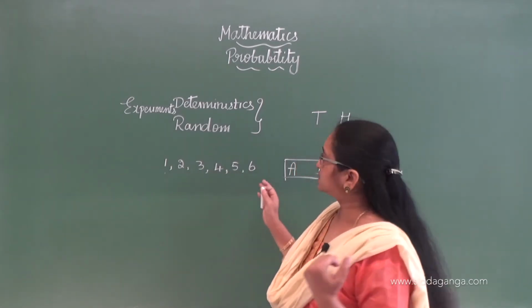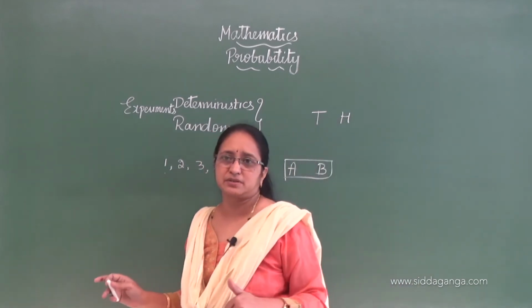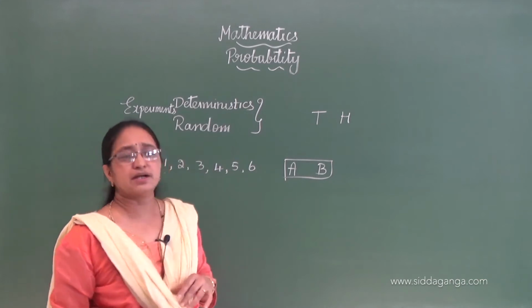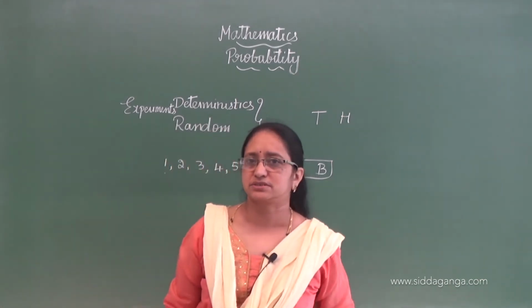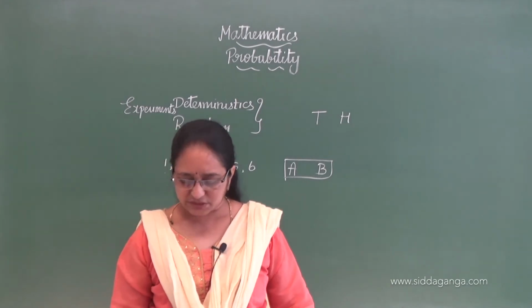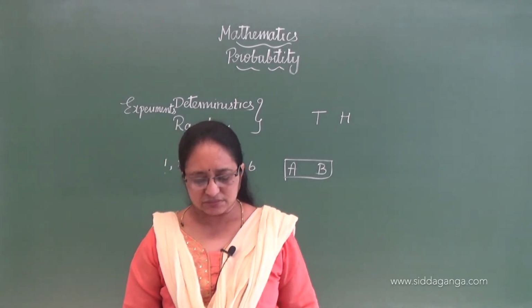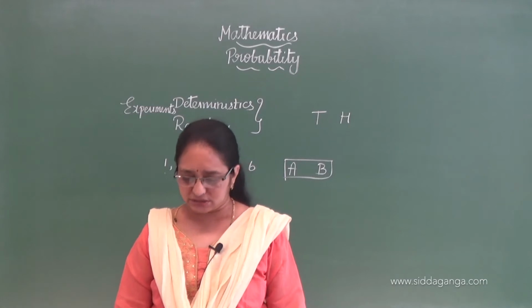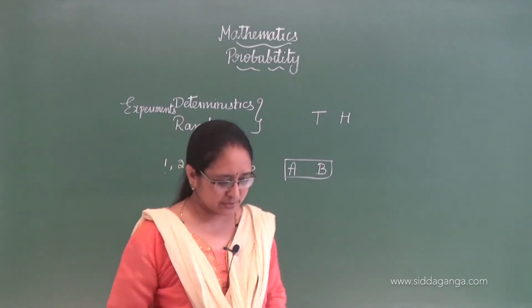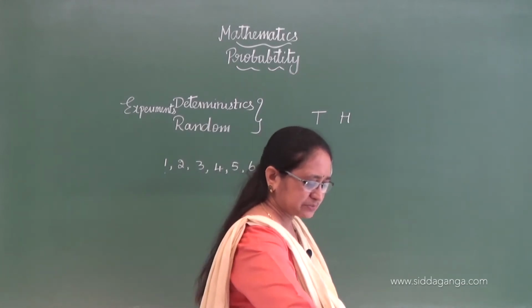Understood? So that is called the random experiment. I hope you understood the difference between the deterministic and random experiments. Okay. Now we will just see a few more terms which we are going to use in this chapter. So the first one, experiment, I told you what is experiment.